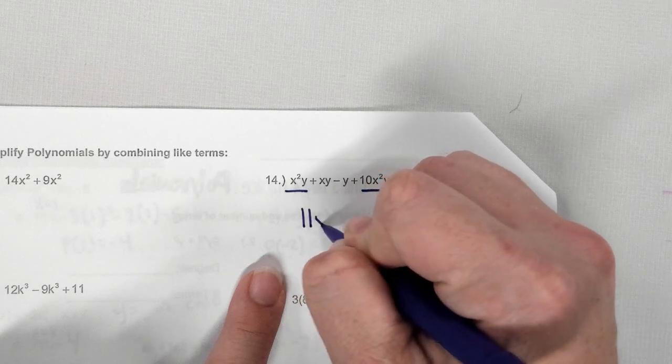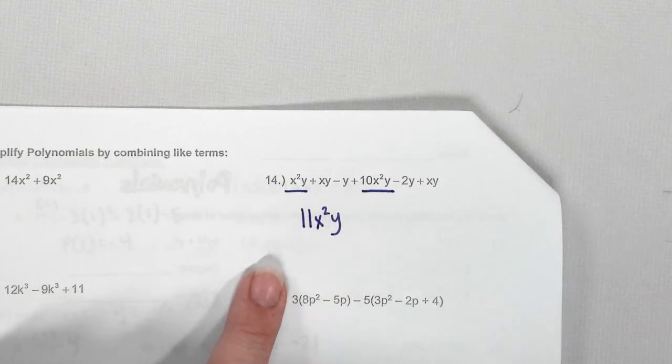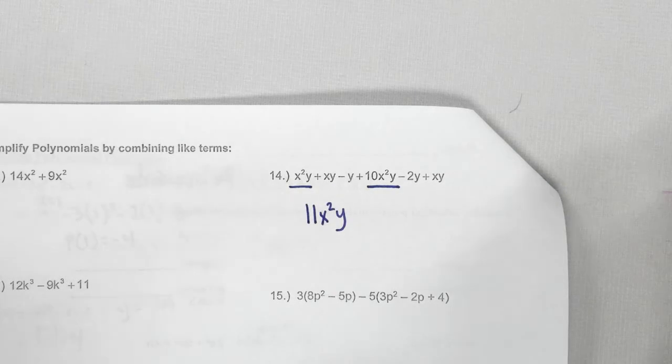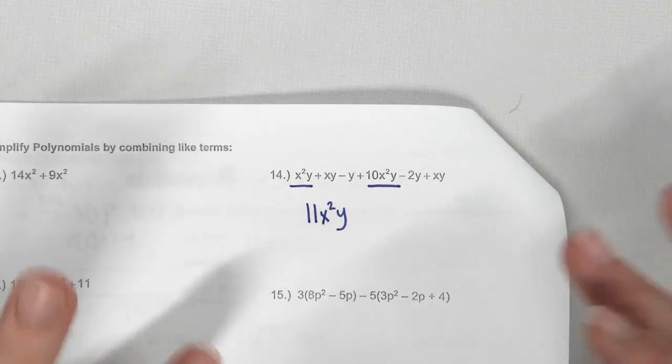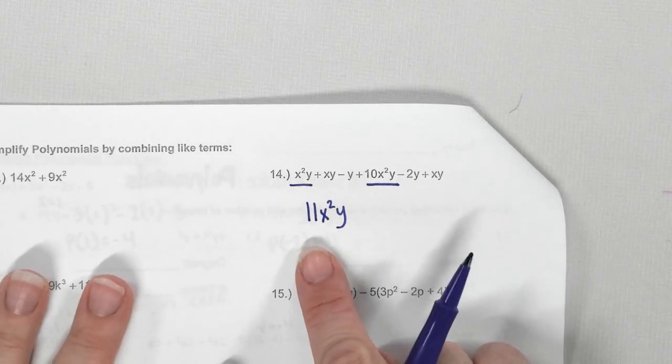is 11. Now, do my variables, or my exponents, ever change? No, the only thing changing is my coefficients, yes? And when you're adding or subtracting, the only thing that should ever change are the numbers up front.